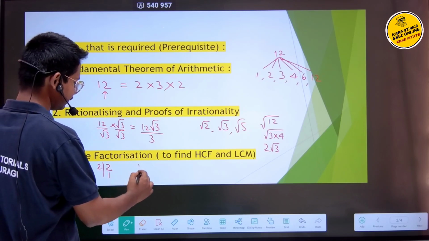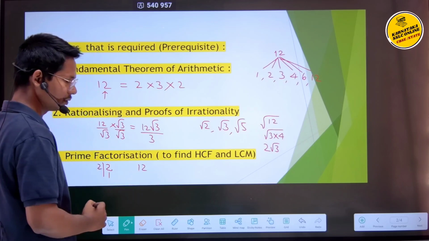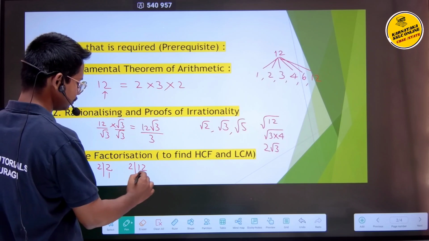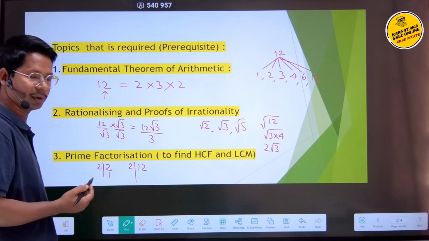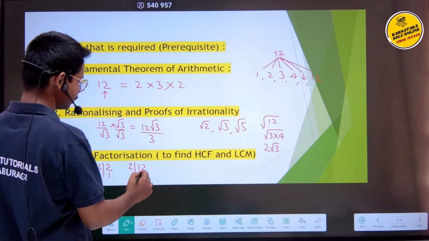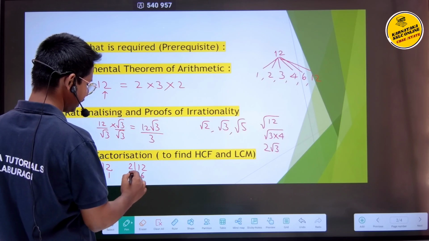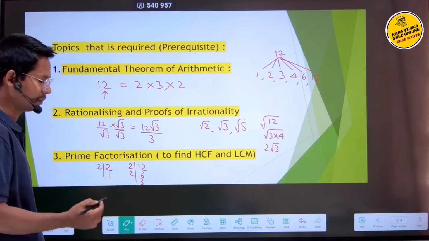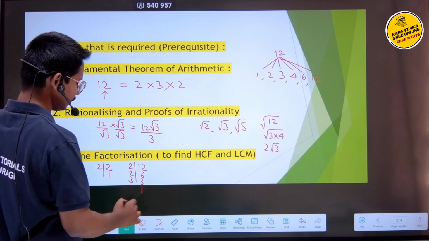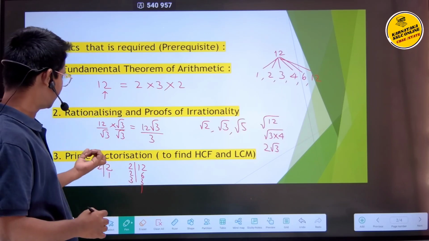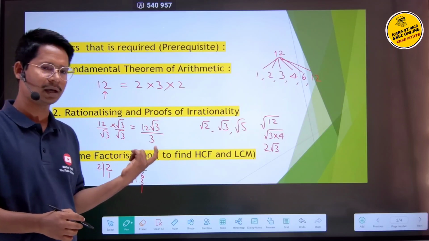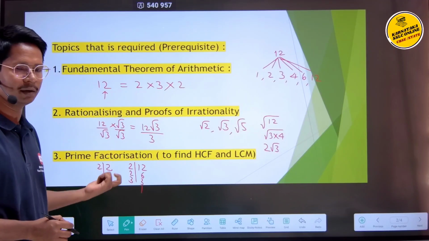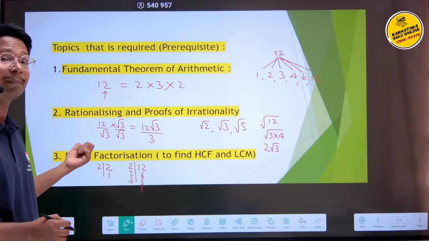Suppose I take 12. You can divide it by 2. You can even divide it by 4, but 4 is not a prime number. So 2, 6, and next you can start with 2 or 3 because both 2 and 3 are prime numbers. Next, 3 into 1. So any number, whether prime or composite, you can factorize by using only prime numbers.